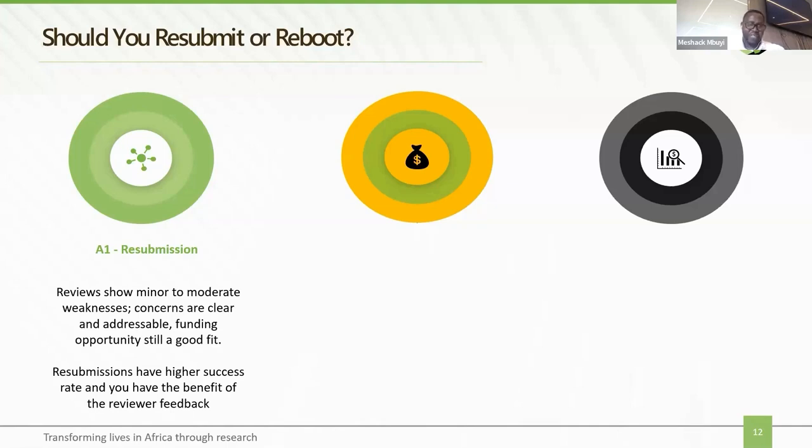And we've also seen that resubmissions have a higher success rate, and you will have the benefit of the reviewer feedback. Imagine when you are resubmitting, you already have the reviewer feedback that is now helping you to strengthen your application. Why not resubmit? With resubmissions, you stand a chance of over 32% of getting funded. So resubmission is very, very critical. And when you get negative or reject feedback from the funder, you should not shelve that application. You should find a way to revise it based on the comments or the reviewer concerns, and then resubmit it.